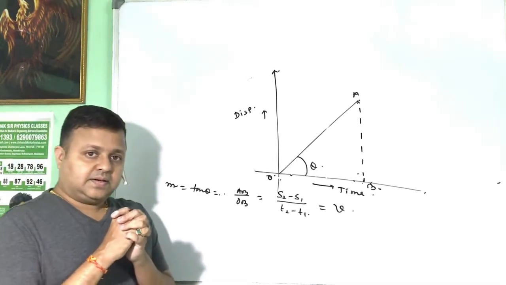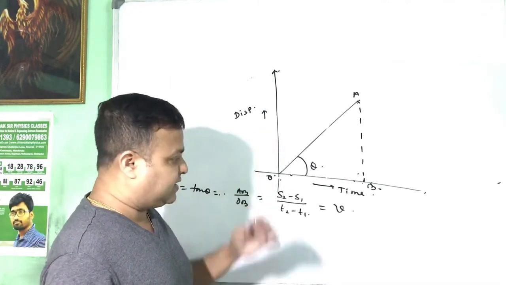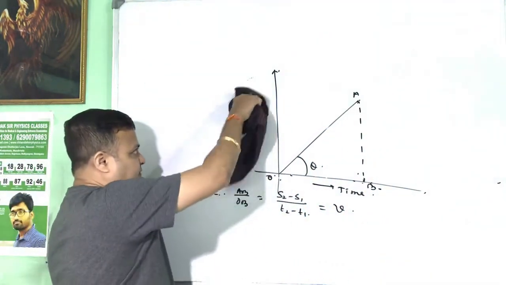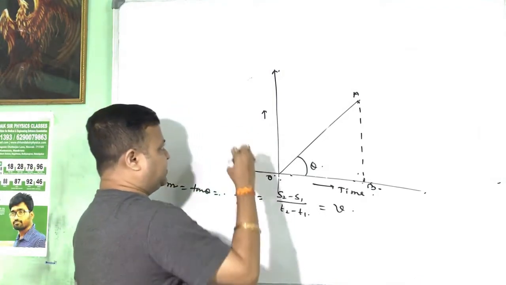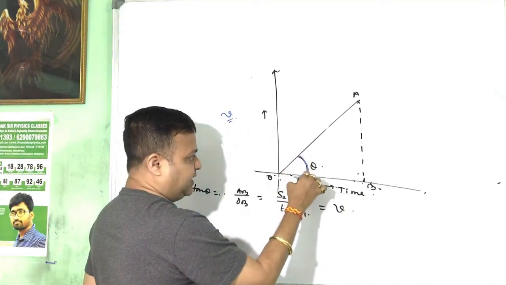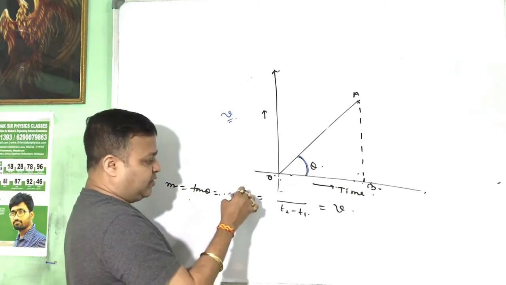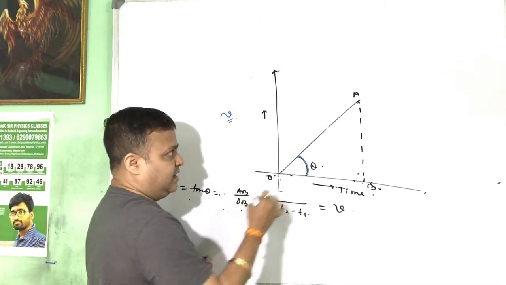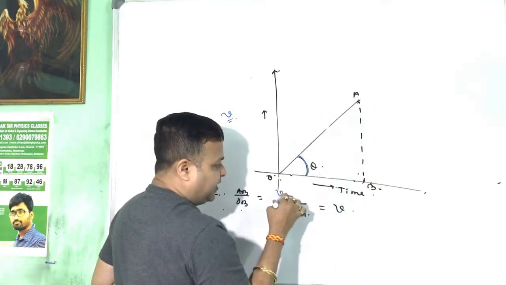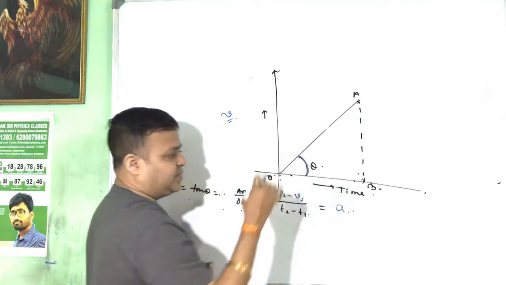Okay. Similarly, if we draw the velocity time curve, suppose this is velocity, this is time, it makes an angle of theta with respect to x-axis. So tan theta, that is the slope, that is equal to AB by OA. What is AB? That is the change in velocity. This is the initial velocity, this is the final velocity, then V2 minus V1 by change in time T2 minus T1, which gives the acceleration of the body.